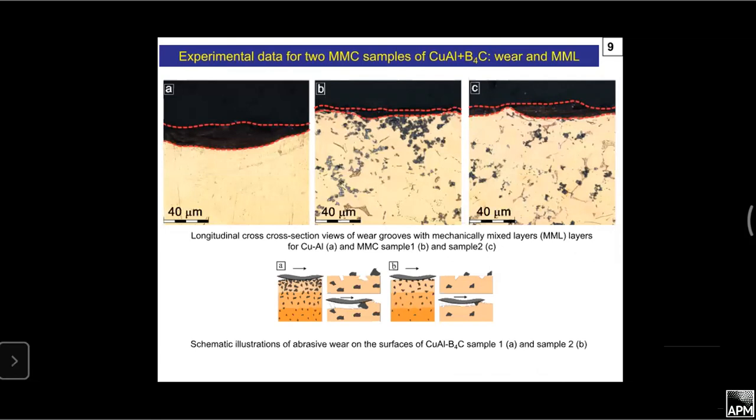So, next slide, it is our possible explanation. Here, the schematic illustration of abrasive wear of these samples is presented for two types of samples. So we assumed that the boron carbide particles act as an abrasive, and so bigger particles result in higher wear. It is our explanation of such an expectable result.